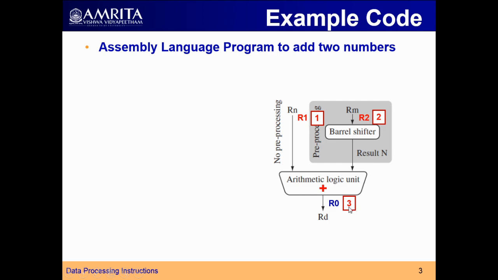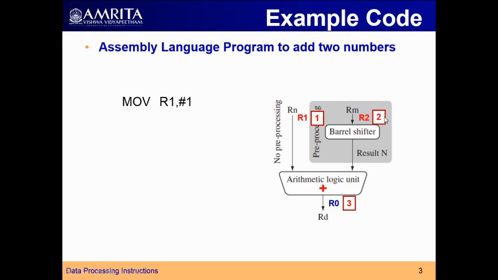So what is the first step? You need to move the first data, that is 1, to R1. How will you move 1 to R1? How will you write an instruction for that? MOV R1, #1. Hash 1 means it is an immediate data. So when I write MOV R1, #1, hexadecimal 1 is moved to R1.